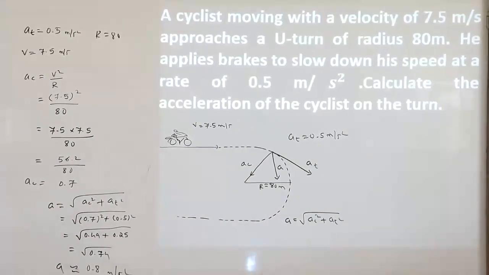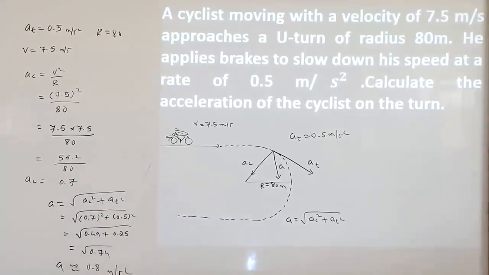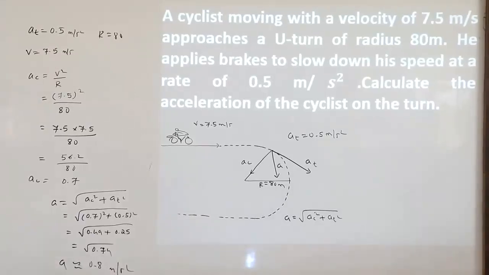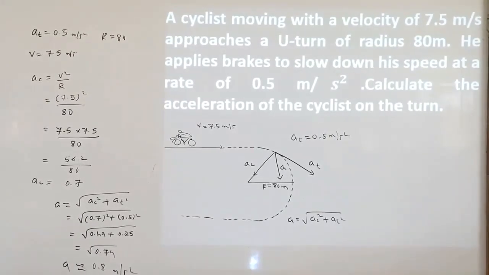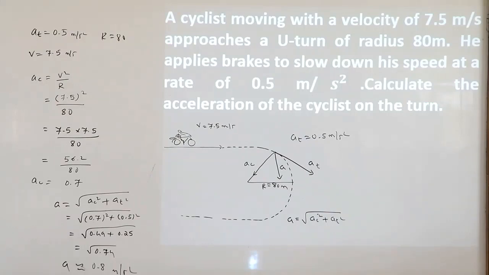So this is how you can calculate the resultant acceleration when there is a curve. If they ask directly for centripetal acceleration, you can calculate only centripetal. Otherwise, if they do not mention centripetal, it is better to go with the resultant acceleration.